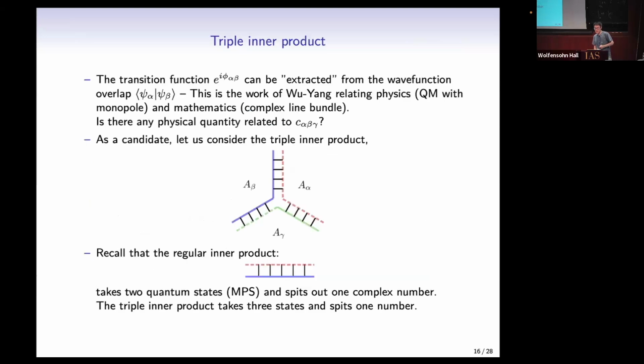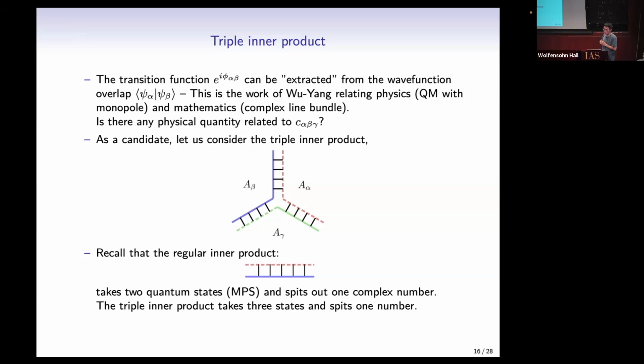Okay, so here's the main part of my talk. Now remember the work of Wu and Yan. What they did in effect is to relate the physical gauge transformation of the wave function and the transition function in the mathematical language, or this wave function overlap between different patches, which is identified with this transition function. So once we have this dictionary, we have a dictionary between the physical way of thinking about it and the math literature, right?